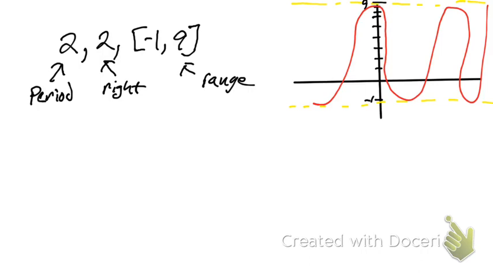Well, smack dab in the middle of -1 and 9 is our sinusoidal axis. So if we have -1 and 9, the difference between -1 and 9 is 10. So halfway between those would be 5. So 9 minus 5 would be, so right at 4, we would have our sinusoidal axis. 1, 2, 3, 4. That right there would be our sinusoidal axis.